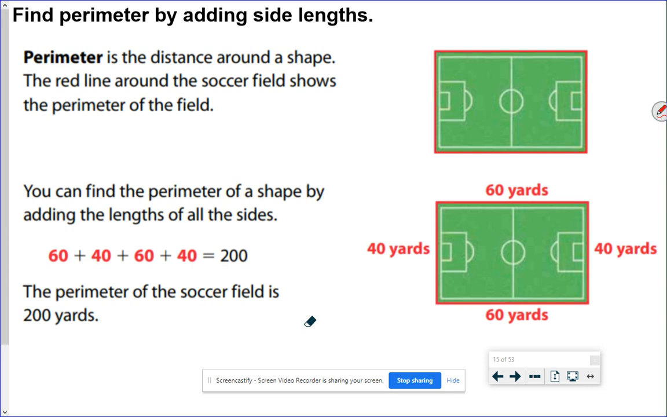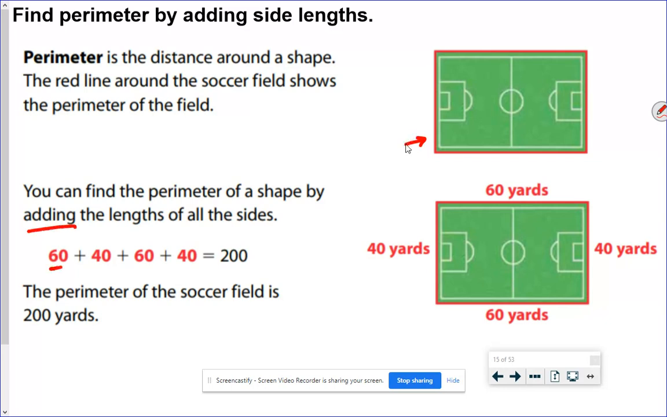Today's lesson is about finding perimeter by adding side lengths. Perimeter is the distance around the shape, like we put on our tip chart yesterday. The red line around the soccer field shows the perimeter of the field right here. You can find the perimeter of a shape by adding the lengths of all the sides.